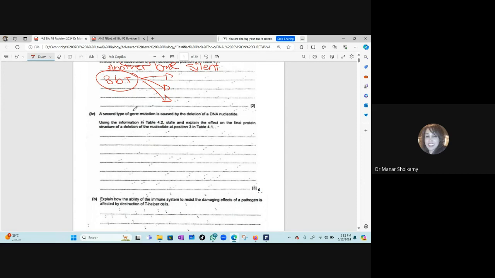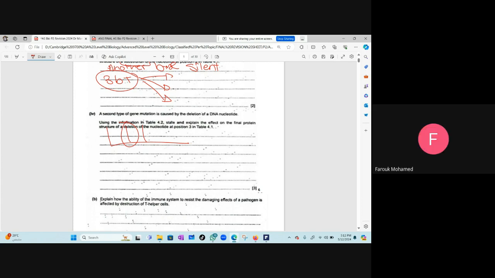Now, the other type of mutation, here we deleted one base. What's the difference between a deletion mutation and a substitution mutation? In the deletion, there will be a knock-on effect. It will affect all the amino acids after that. Okay, it will have a knock-on effect, and there is a name. These type of mutations, they're called what?